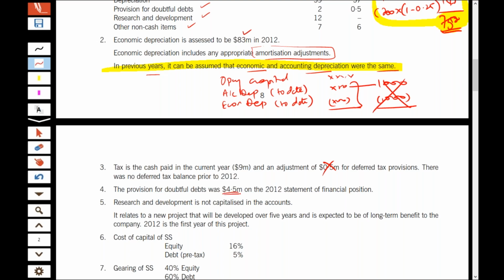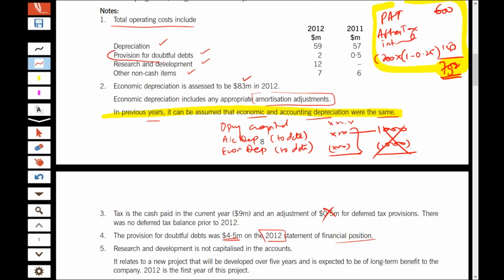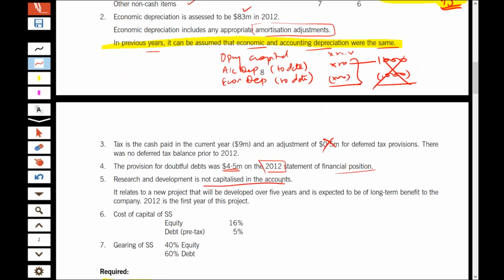Further, the provision for doubtful debt was 4.5 million on the 2012 balance sheet. So we need to see what was the opening provision for doubtful debt. We'll consider this. Now, R&D is not capitalized in the accounts. It relates to new development that will be developed over 5 years and is expected to be a long-term benefit to the company. 2012 is the first year of this project, cost of capital, gearing, etc.